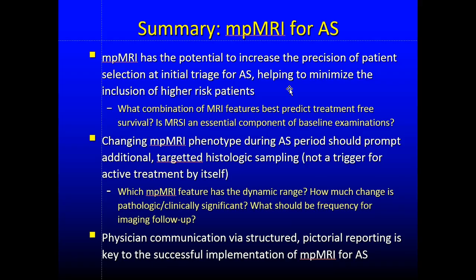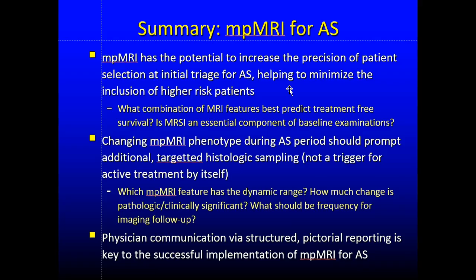selection at initial triage for active surveillance, helping to minimize the inclusion of higher risk patients. However, there are uncertainties about which combination of MRI features predict for treatment-free survival. We think that a PI-RADS system by itself would probably be sufficient. We have a very strong inkling that the changing phenotype during the AS period should prompt additional targeted biopsies and the resampling to reassess the risk on these patients.